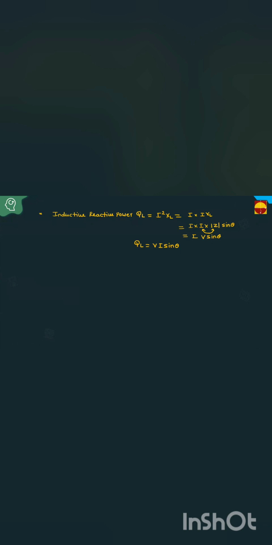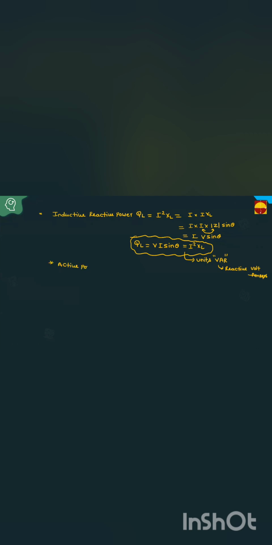What are the units? This is equal to I square XL. I derived it from I square XL only. VI sin theta is equal to I square XL; both are the same. What are the units? The units of reactive power is reactive volt amperes.